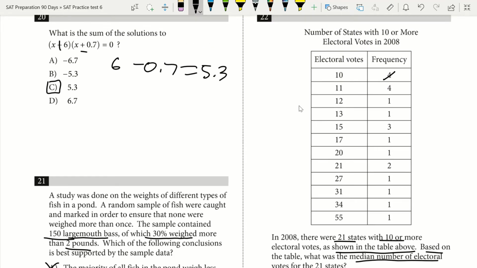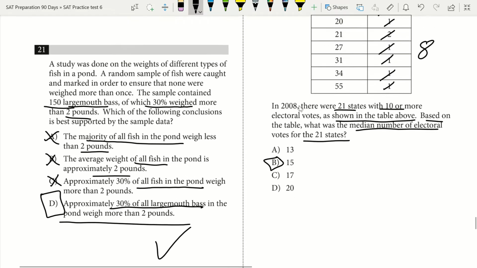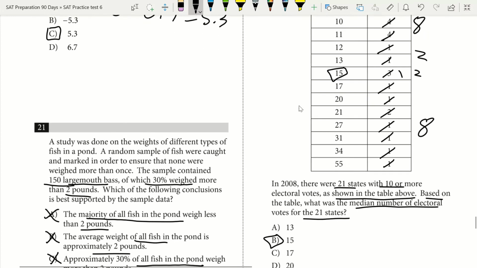So frequency is basically how many times these electoral votes show up in these states. So I've got a 4 there, a 4 there. So at that point, I've gotten rid of 8. I'll go down here. I get rid of 4 here, plus 2, that's 6, plus another 2. Now I've gotten rid of 8 down here and 8 up here. I'll get rid of 1, 2 there. Now I'm going to get rid of 1, 2 here, and I'm left with 1 here. So my answer for the median is going to be 15. So that's going to be answer choice B. So for 22, the answer there is going to be B.